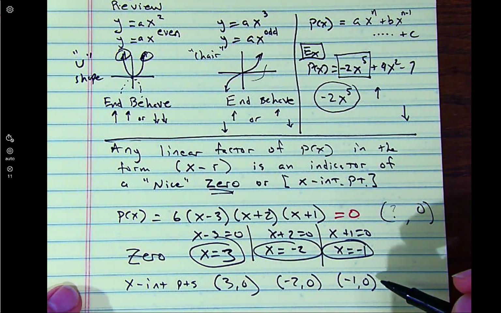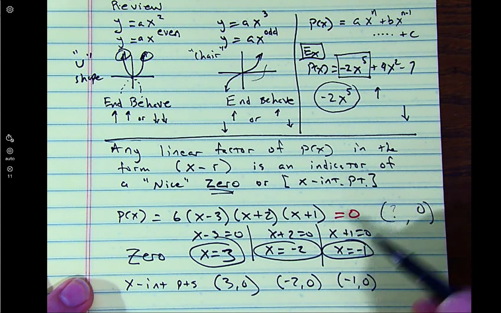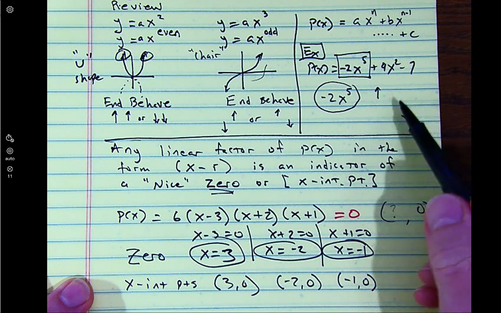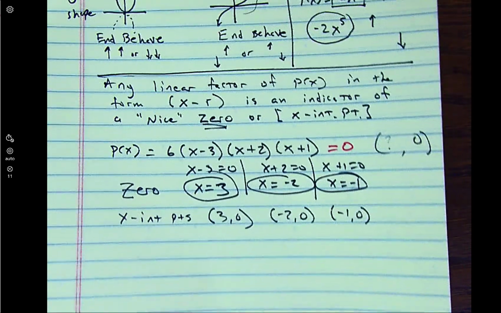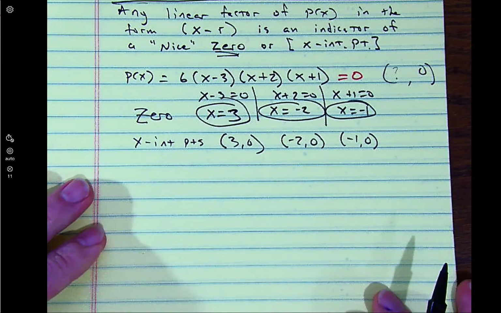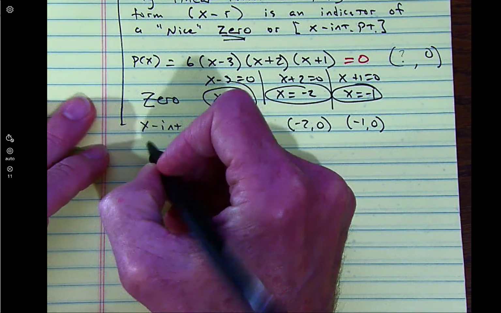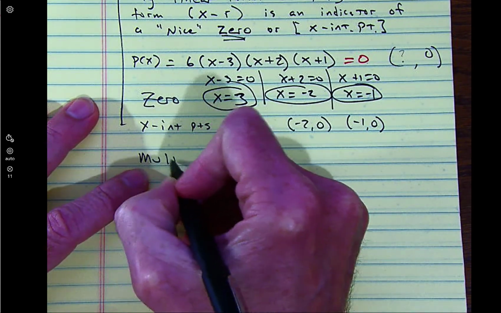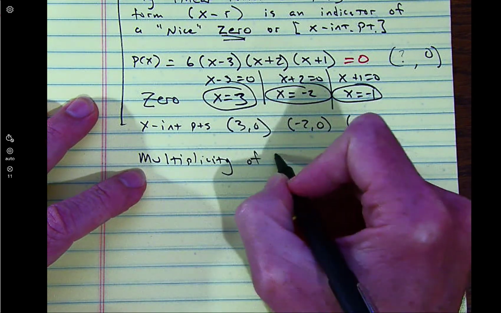Now, what is the big deal about that? That is also helpful for graphing. If we know the tails of a polynomial function and we know where it crosses the x-axis, we've got some solid clues for how to graph. Now, I have one more review topic related to the zeros here, and that is called multiplicity of the zeros.